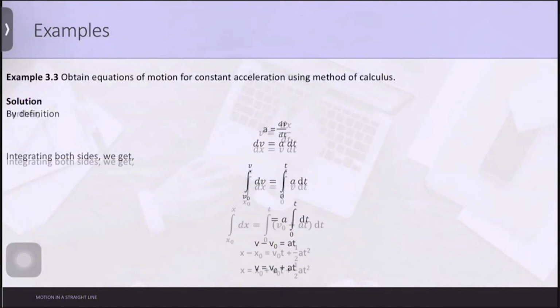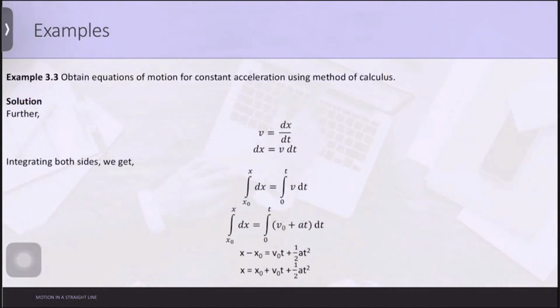Let me derive this again so that it will be clear. Let me first derive the left hand side. This is nothing but the integration of dx from x0 to x, which is 1 times dx. So this is equal to x from limits x0 to x, which is the final value minus the initial value. That is the left hand side.